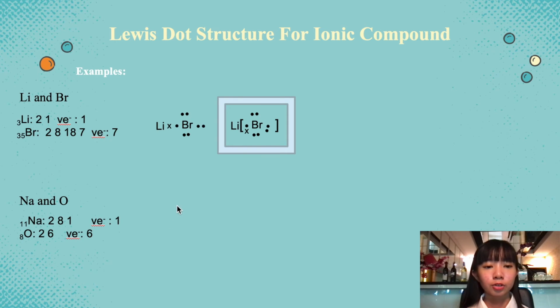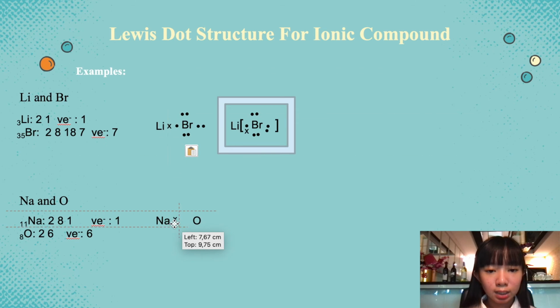Now we will draw the Lewis dot structure for each atom. We'll write down Na, O. Sodium has a valence electron of 1, so I will put one X here. And oxygen has the valence electron of 6. So we will draw 6 dots. 1, 2, 3, 4, 5, 6.